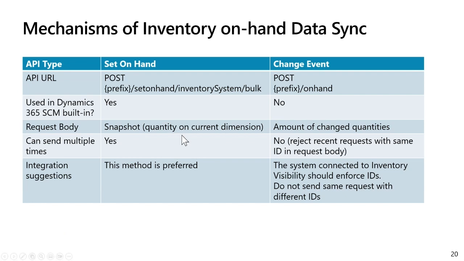But this interval check will only last for 1 hour. For example, if you send the same result with the same ID 2 hours later, inventory visibility service will not take it as a duplicate result. So that's the reason why setting on hand multiple times doesn't make a difference, and the set on-hand API is often preferred in our integration suggestions.